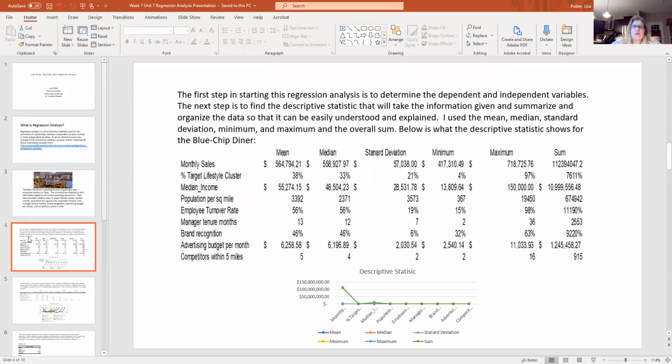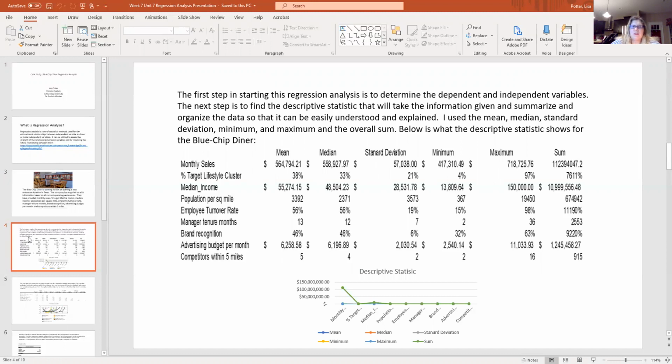The first step in starting this regression analysis is to determine the dependent and independent variables. The next step is to find the descriptive statistics that will take the information given and summarize and organize the data so that it can be easily understood and explained. I use the mean, median, standard deviation, minimum and maximum, and overall sum. Below is what the descriptive statistics show for the Blue Chip Diner.